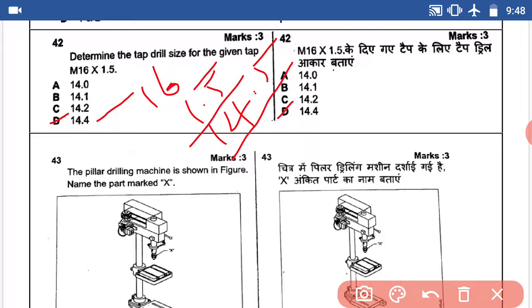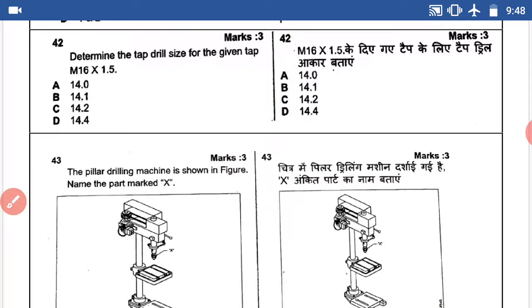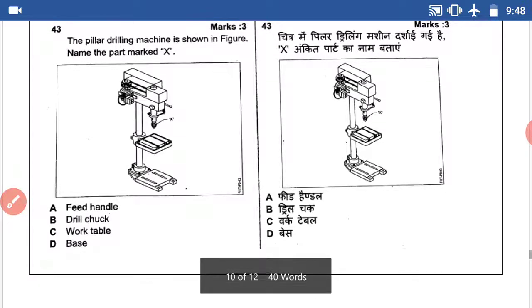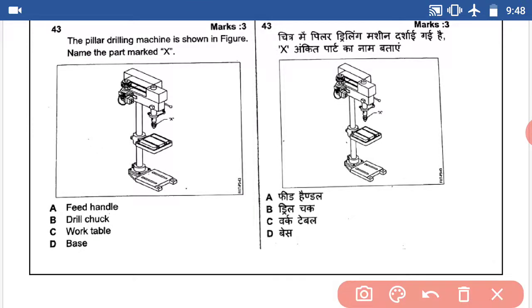Question number 43. The bench drilling machine is shown in the figure. Name the part marked X. This is a bench drilling machine. The X mark is fitted to the spindle. This is the spindle mount drill chuck. The X is a part accessory, the drill chuck. Answer B.